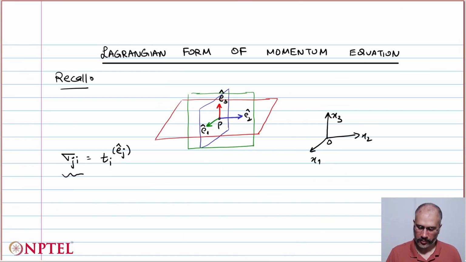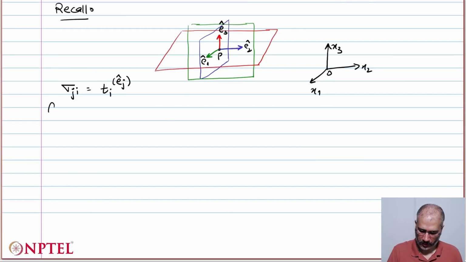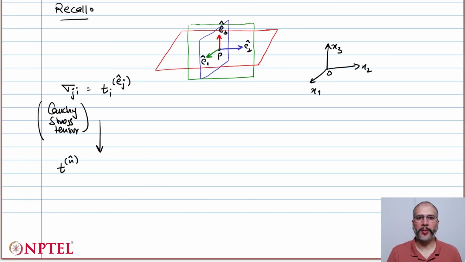And this stress tensor basically was the collection of the three traction vectors on these three mutually perpendicular cutting planes along the coordinate directions. And this sigma was called the Cauchy stress tensor. And the reason we defined a Cauchy stress tensor was that through the Cauchy stress formula, we could write the traction vector on any arbitrary cutting plane passing through point P as sigma ji and j.